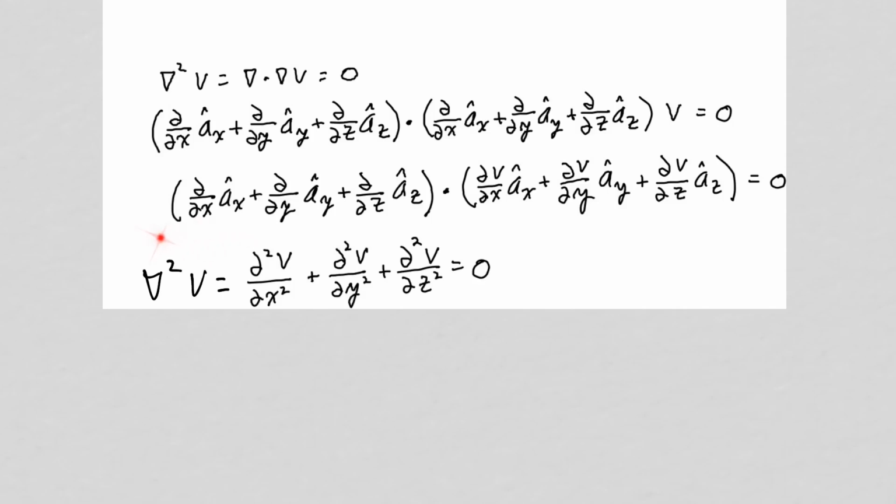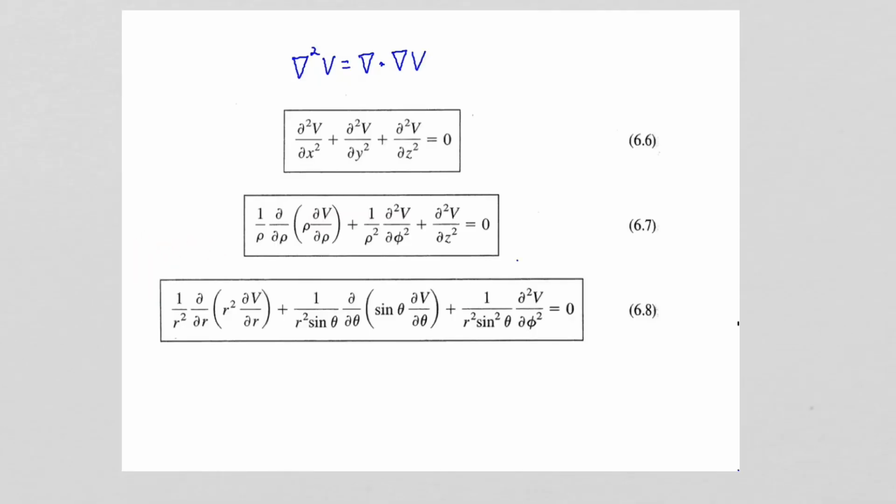To get the form of the Laplacian in cylindrical and spherical coordinates, you just apply the forms of taking the divergence and gradient in cylindrical and spherical coordinates to get these expressions for the Laplacian in cylindrical coordinates and the Laplacian in spherical coordinates.